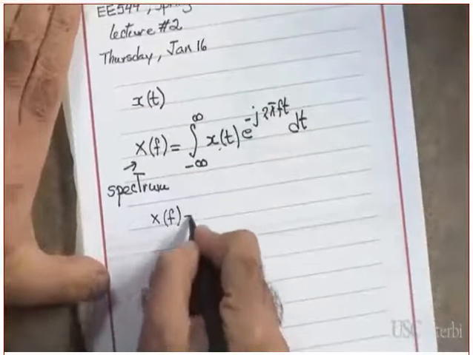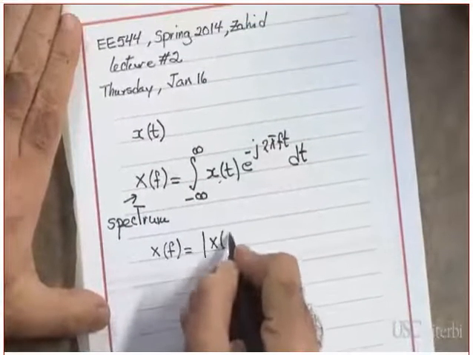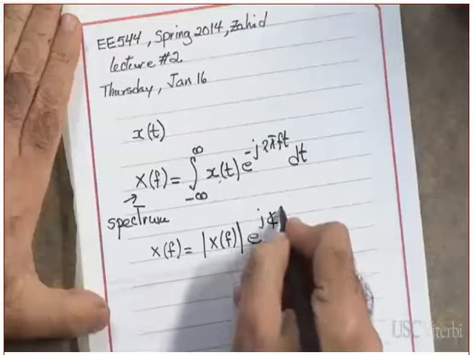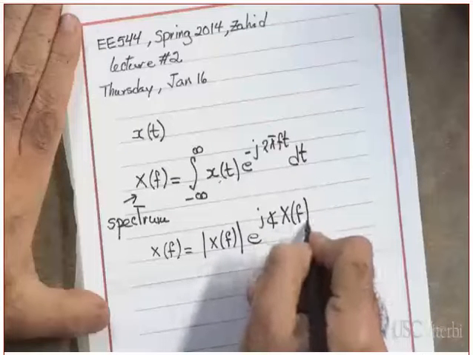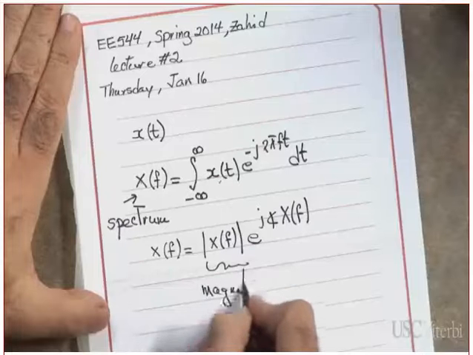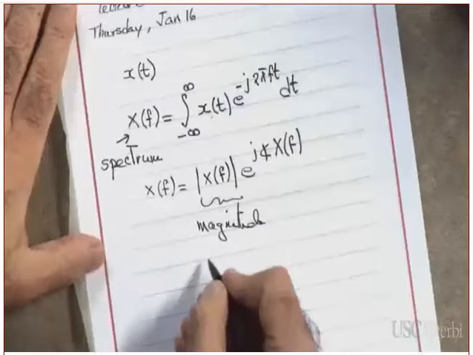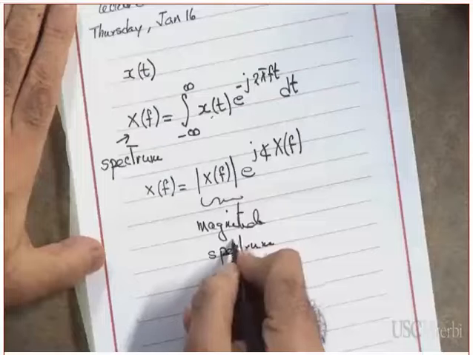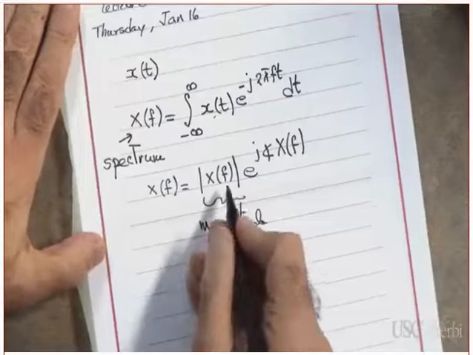So this x of f, I write it as what? X of f is equal to the absolute value of x of f times e to the j angle of x of f. Clear? What do I call this? This is called the magnitude spectrum, not the magnitude phase. The magnitude spectrum.